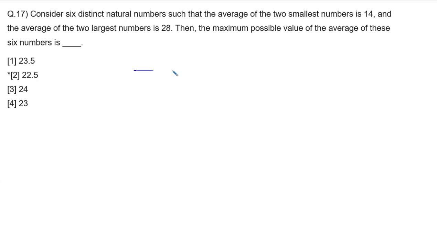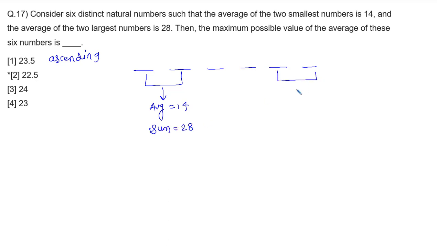So these are the 6 numbers in ascending order. So these two numbers are the two smallest numbers. Their average is 14, which means their sum is equal to 28. These two are the largest numbers. Their average is 28, so their sum is 28 into 2, 56.